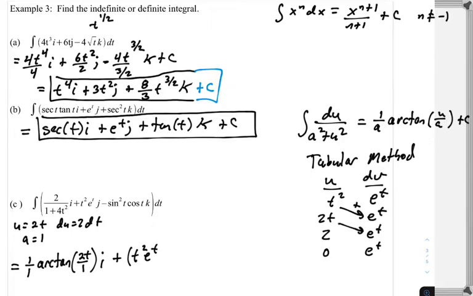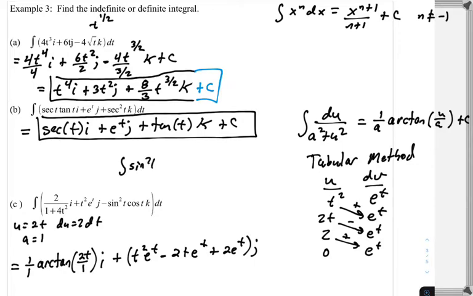And then the next one's going to be minus, because it's uv minus the integral of v du when you're doing the integration by parts, so you're going to have that alternating sign. So 2t times e to the t is 2t e to the t, and then plus 2 times e to the t. And if there was another one, we would have a minus down here, but because it's a 0, then it's not going to matter what we got there. Okay, that's your j component.